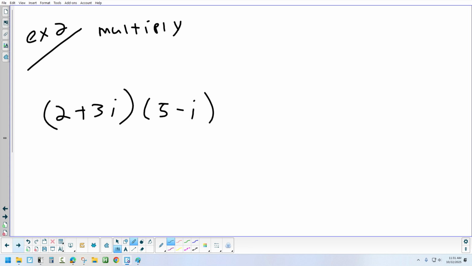Okay, let's look at multiplying. I know this one's multiplying because they didn't put an add or a subtract between the parentheses. Okay, so to multiply, I need to FOIL it out. 2 times 5 is going to give me 10. What about 2 times negative i?